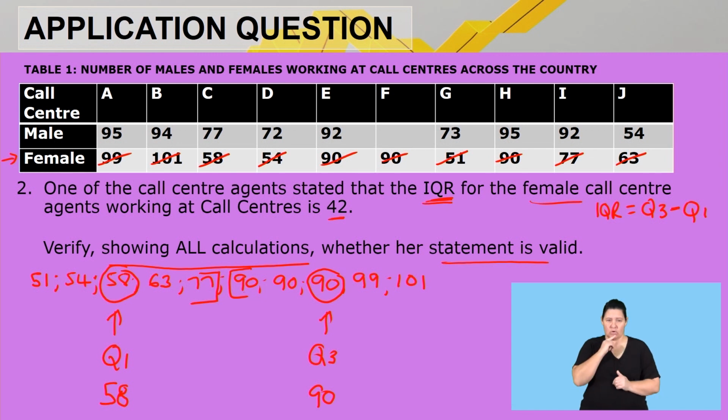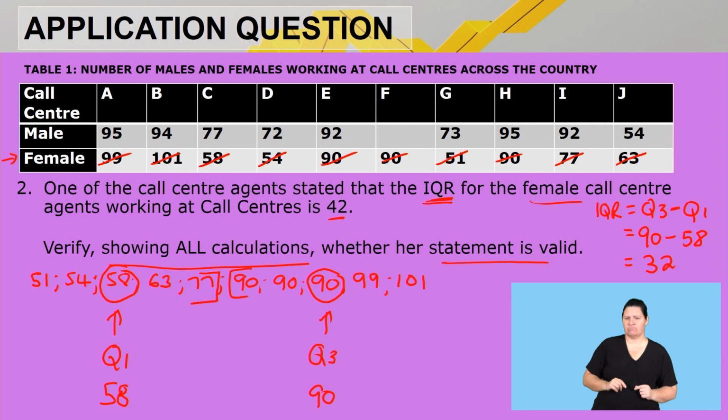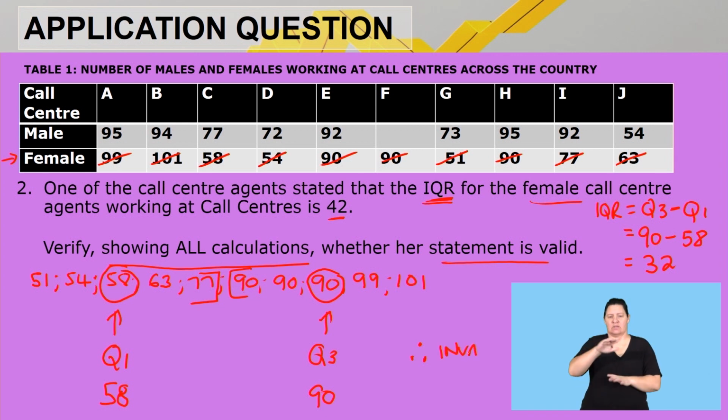Now, remember the question stated the IQR is 42. Now I'm going to determine the IQR by using my quartiles, right? Quartile 3, we are saying is 90, minus quartile 1, we determined is 58. Now let's say 90 minus our 58 equals. When I do this calculation, I see that my IQR equals 32. So therefore, it's so important to say, based on your calculations, this statement is invalid or it's not true. Guys, are we clear on this?